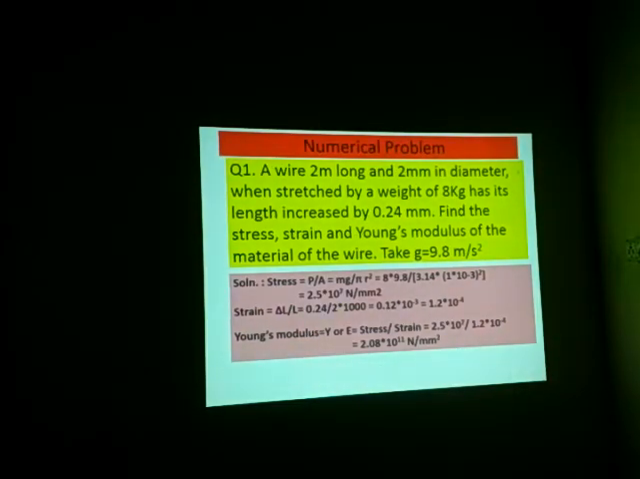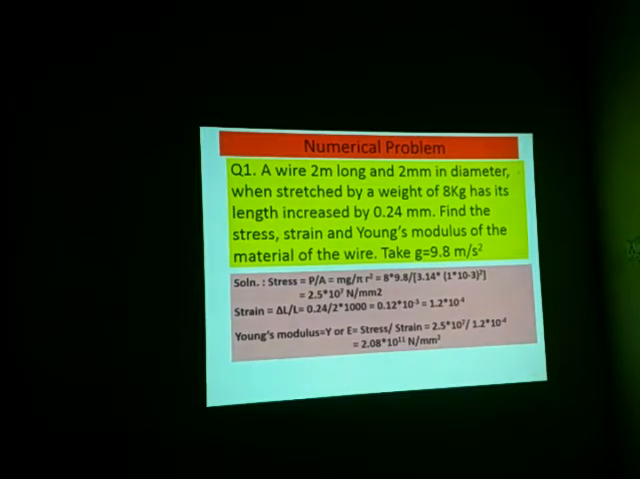Now, as we know that the Young's modulus is the ratio of stress and strain, to learn about its application, we are going to solve a numerical problem. The numerical problem is that suppose a wire 2 meter long and 2 millimeter in diameter, when stressed by a weight of 8 kilogram, has its length increased by 0.24 millimeter.